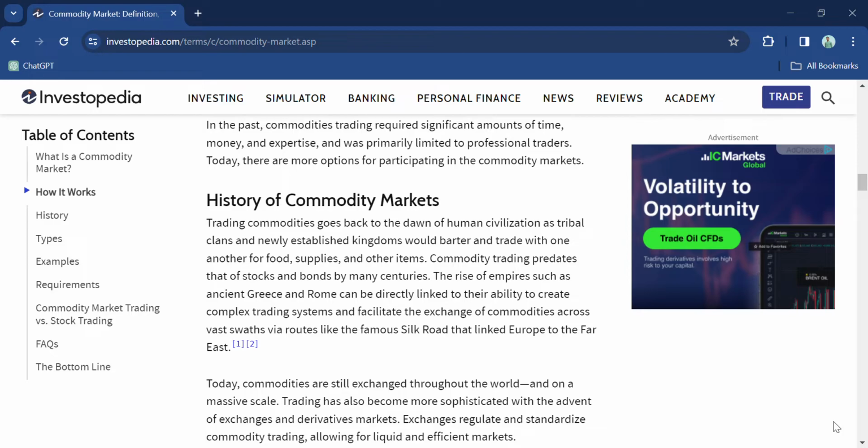Today, commodities are still exchanged throughout the world and on a massive scale. Trading has also become more sophisticated with the advent of exchanges and derivatives markets, which regulate and standardize commodity trading, allowing for liquid and efficient markets.